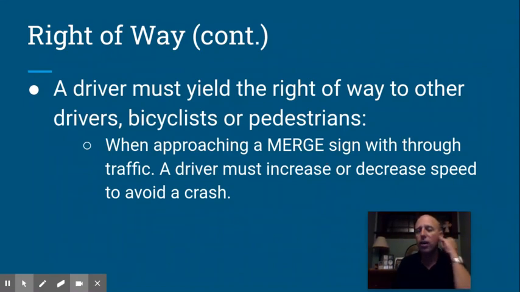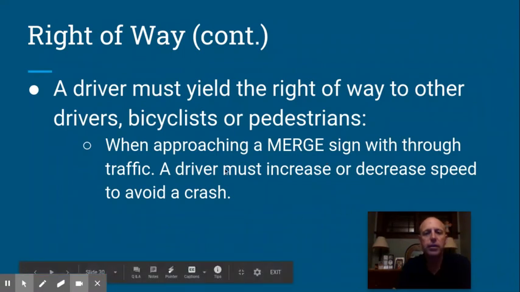Well, what does the law say about this? This says when approaching a merge sign with through traffic. So this is a little tricky to understand, but what this is saying is that you are the car that's joining the interstate. You're not the car that's already on the interstate. You're the car that's joining the interstate because you're approaching a merge sign with through traffic. So the through traffic is on the interstate and you're approaching the through traffic.